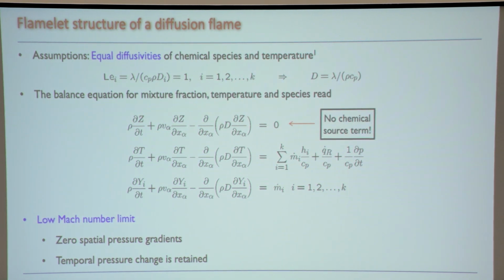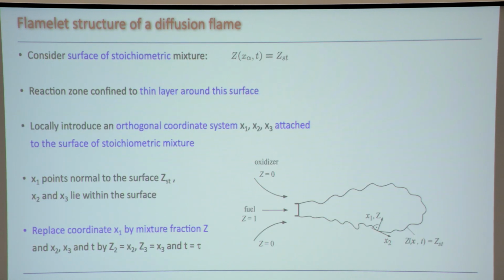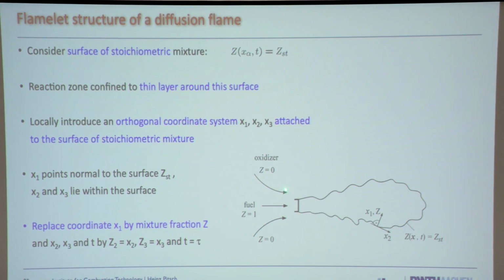And the mixture fraction equation, that's the nice thing, it doesn't have a chemical source term, right? Because it's like an equivalence ratio. And so we assume here the low Mach number limit. That's something we have done before. And now we look at the stoichiometric surface.